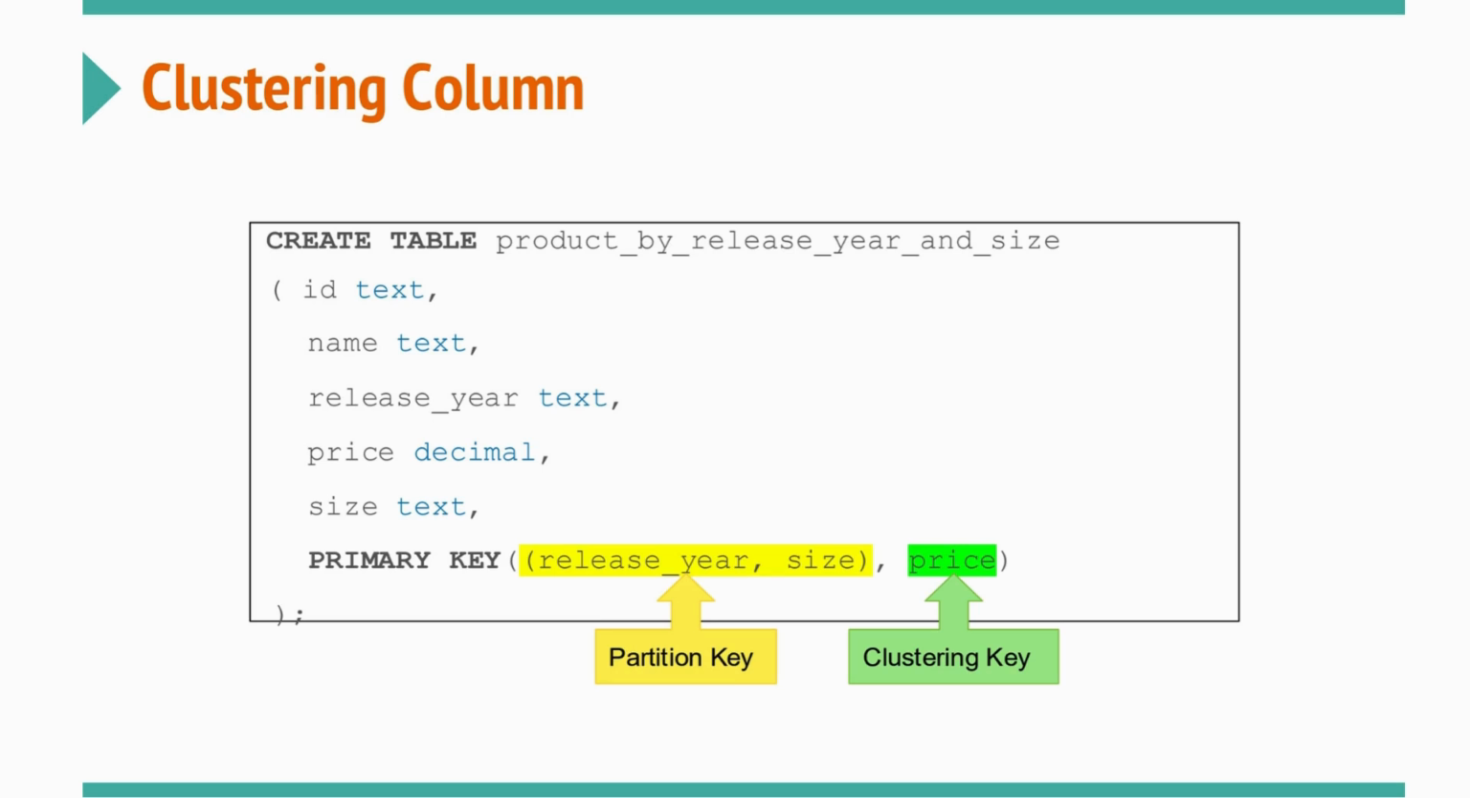Now let's bring in the clustering key. In this product by release year and size table, look at the primary key definition. Primary key, double parentheses, release year and size, comma, price. Here, release year and size is our composite partition key. This means all products with the same release year and size will be stored together on the same node. The second part, price, is our clustering key. This tells Cassandra that within the partition for a given year and size, the products should be sorted on disk by their price.